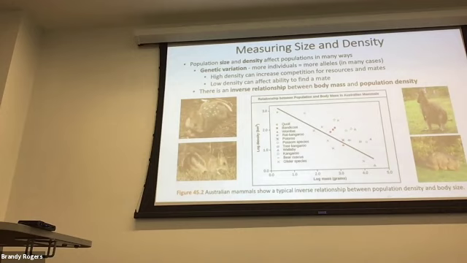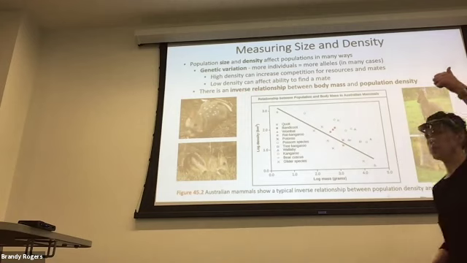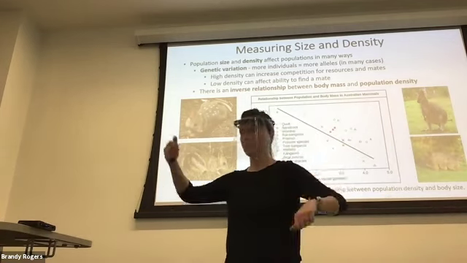There is an inverse relationship between body mass and population density. Now, this is our first example of the types of graphs that ecologists love to make. And this looks really complicated when you first take a glance at it, right? Kind of. But it's actually super easy, you guys. What does an inverse relationship mean? When one thing goes up, what happens to the other? Down, and vice versa, right?